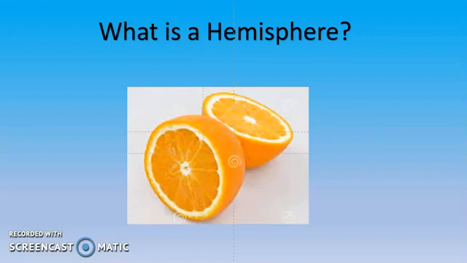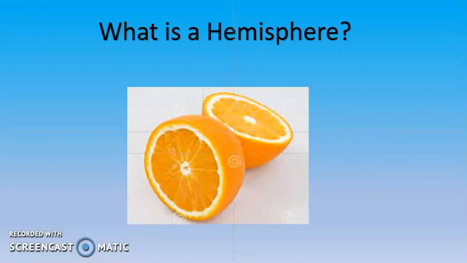Today we are going to be learning what a hemisphere is and why we would divide the earth into hemispheres. The earth is like a sphere. This means it's round like an orange. It's a 3D shape. Can you think of some other 3D shapes in your house?